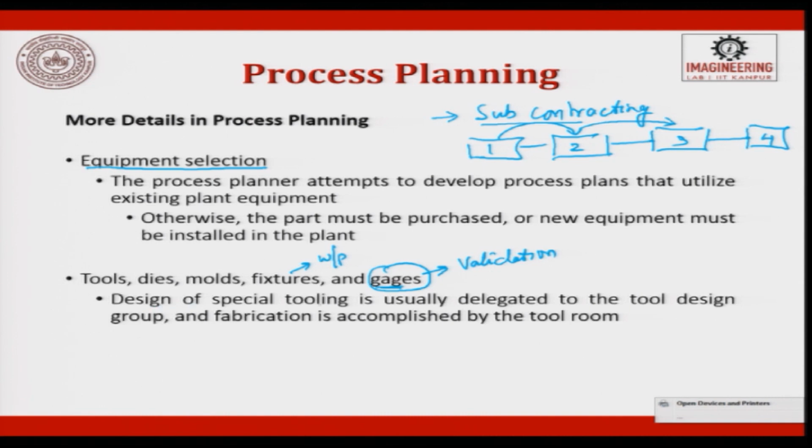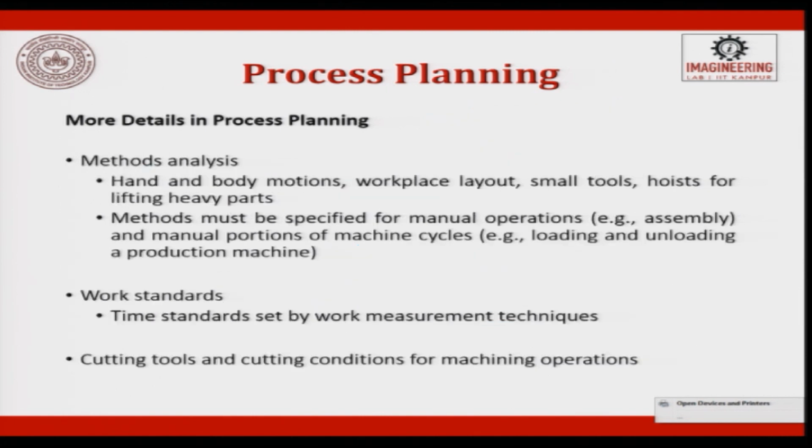Design of special tooling is usually delegated to the tool design group and the fabrication is accomplished by the tool room. Same, when you have a tool to be modified, you might also require a gauge to be modified to measure the output. So, the tool room will also be used to modify the existing gauge, so that it can measure the output. Then we do the next study, which is methods analysis.